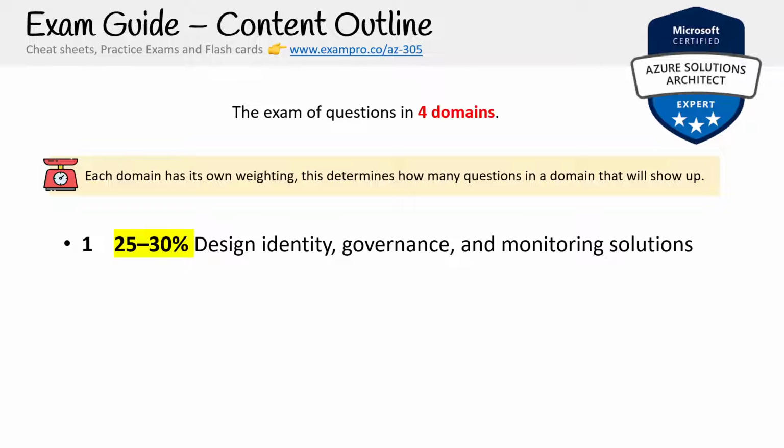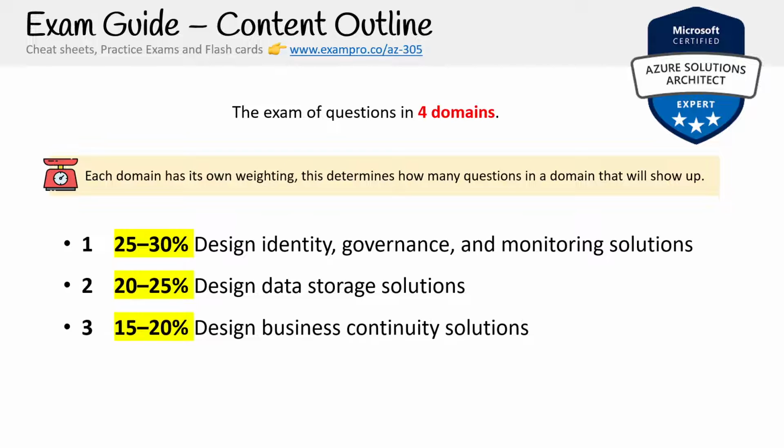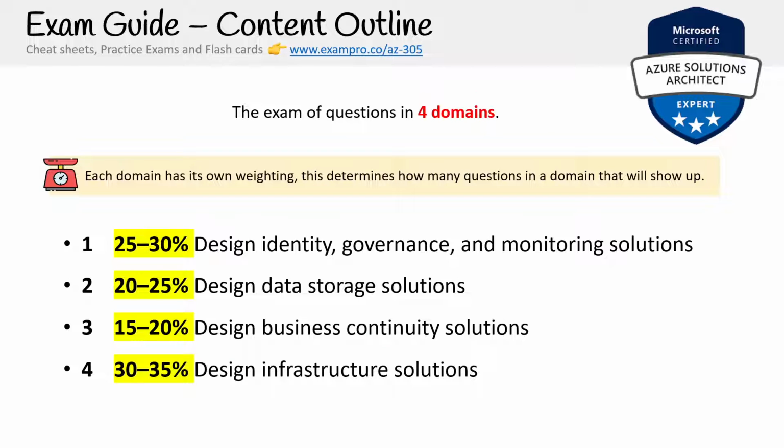I don't know. So the first domain or section, whatever you want to call it, is between 25 and 30% of the exam. So this is design identity, governance, monitoring solutions. The next one is 20 to 25% for design data storage solutions. The next one is 12 to 20%, so design business continuity solutions. And then 30 to 35% for design infrastructure solutions.